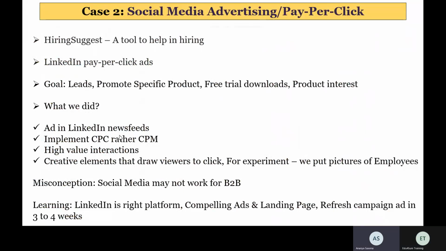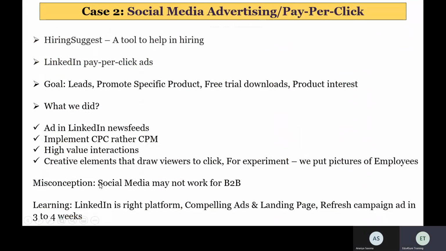So high-value interaction happens when there is a CPC, because they are asking certain questions that you are filling in. Then there are creative elements that draw viewers to click. You have to create certain elements, for example, you put pictures of your employees.